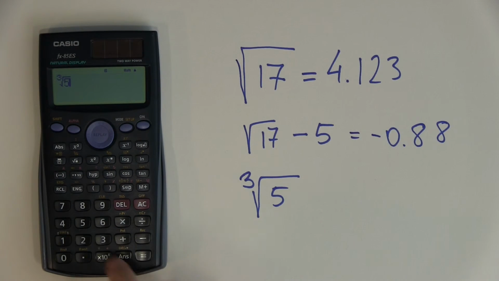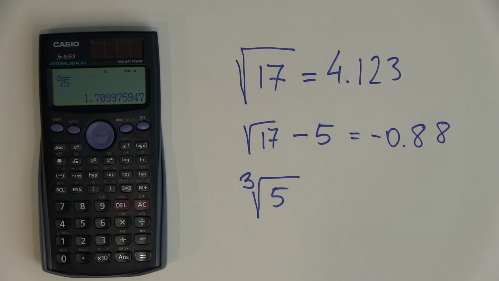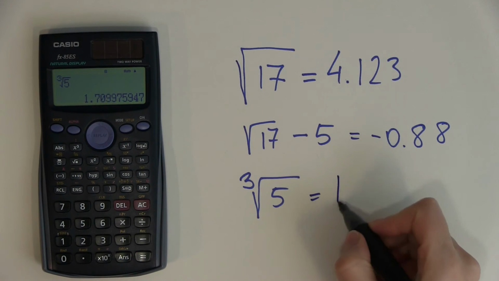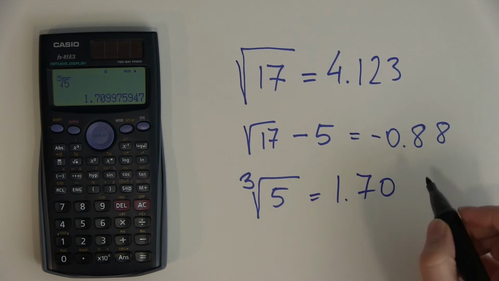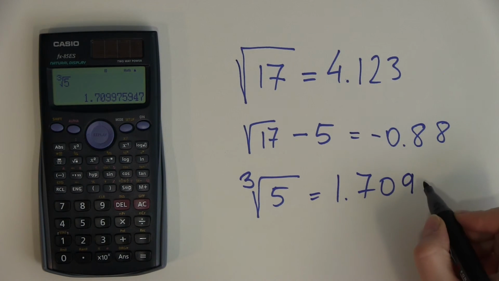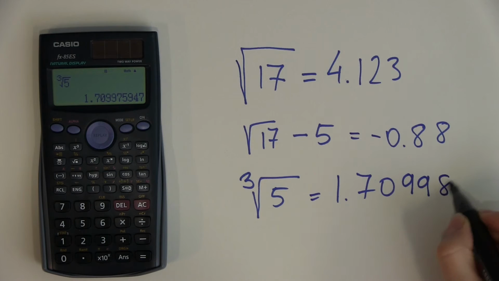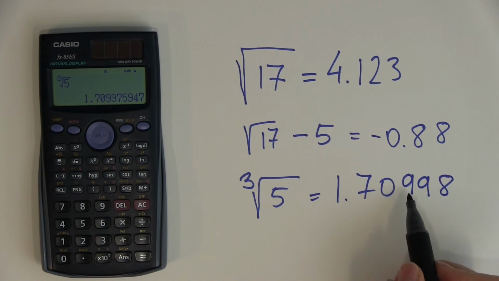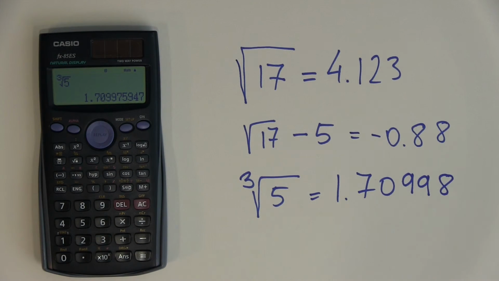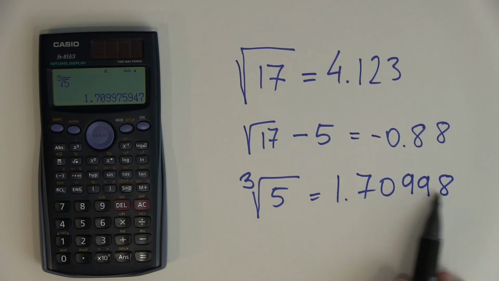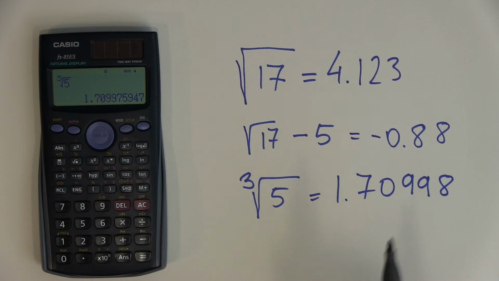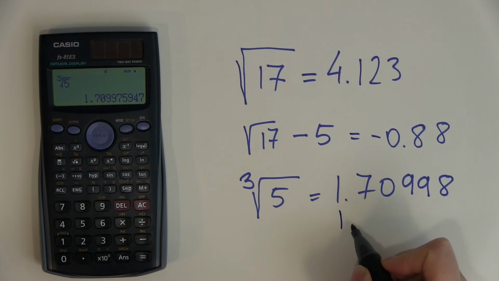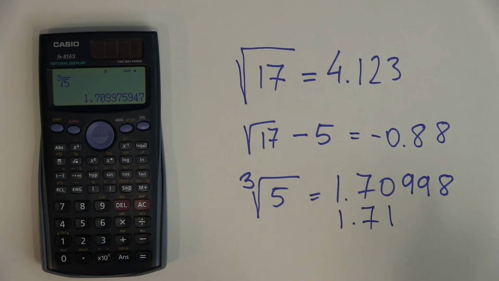So cube root of 5 is equal to 1.70998 to 5 decimal places. Now, if I wanted to round this number to 2 decimal places, then that would be 1.71. Then again, as with the power buttons, we can always try to calculate higher roots.